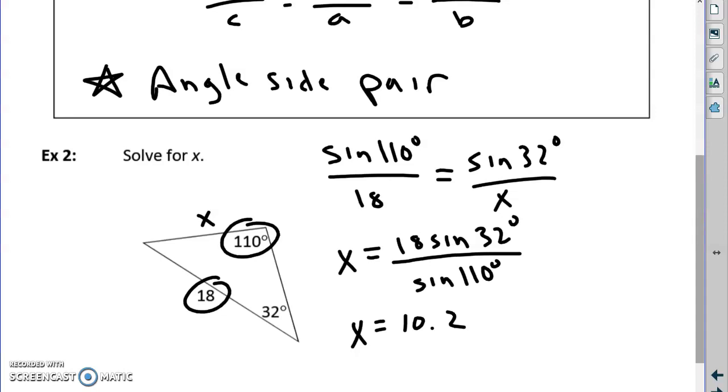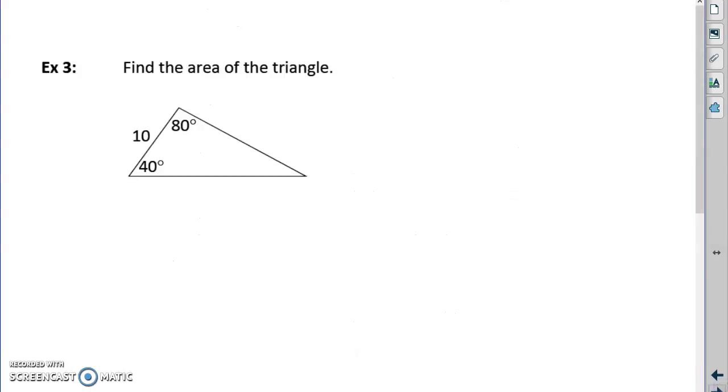Let's take another example. Looks like if we want to find the area of a triangle, we need a corner. We have a side and two angles, not two sides and an angle. How can we get another side? In particular, maybe that side right there. Well, it doesn't look like we have enough known pieces to apply the law of sines. However, we do.